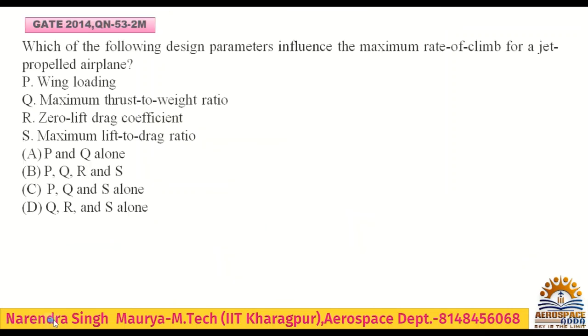Now we'll go for the next. Again, this is GATE 2014, question number 53, and it is for 2 marks. All right, so check. Now the next question is, for the following design parameters, which influence the maximum rate of climb for a jet propelled engine. So it is a jet engine.